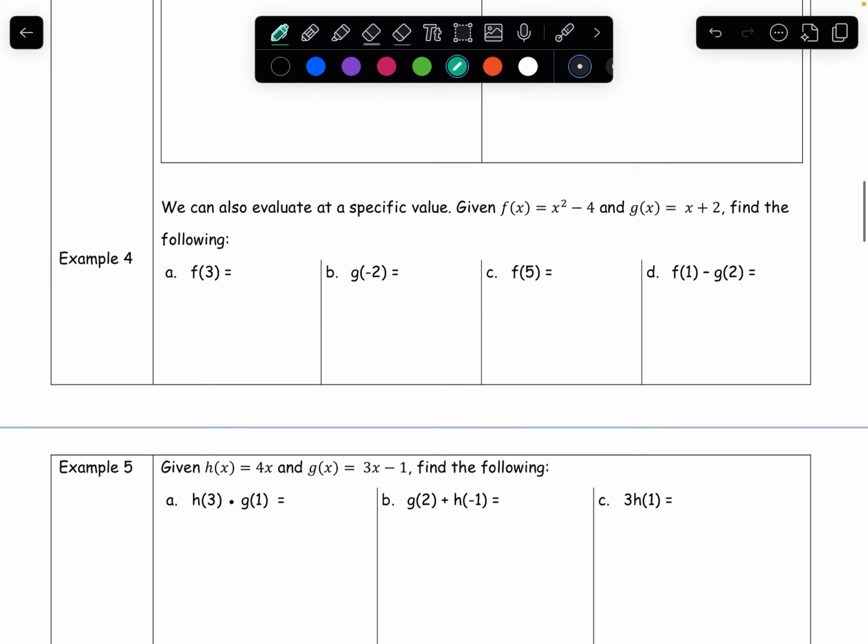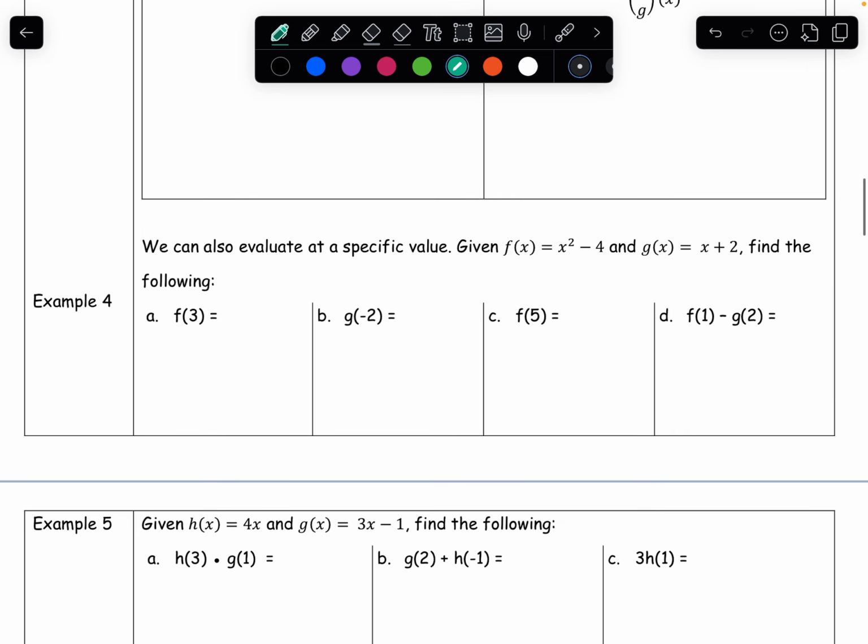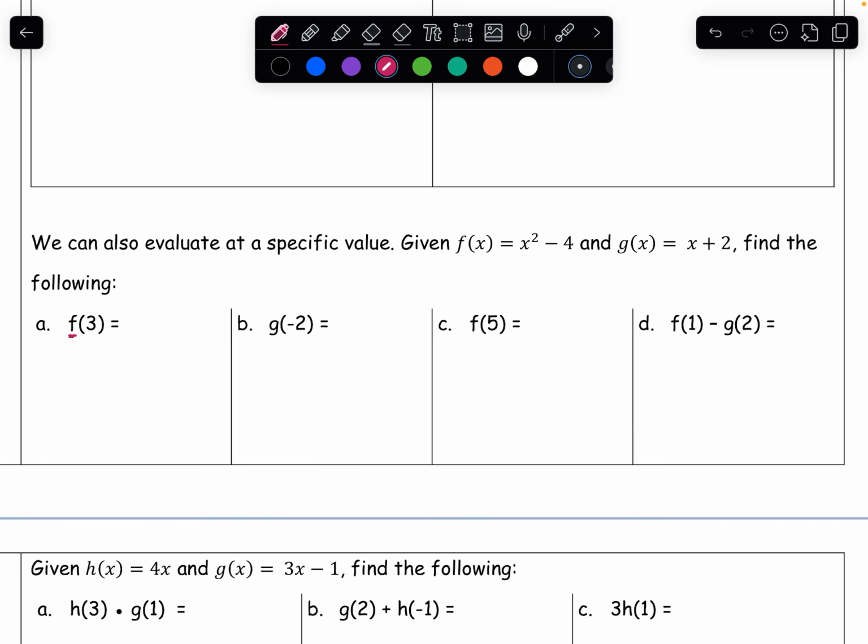Here we go. We can also evaluate at a specific value given f of x equals x squared minus 4 and g of x equals x plus 2. So we're going to find the following. The big thing here is you just need to be aware of which function it's giving. Remember, the letter in front is the name of the equation. So this is the f function. For a, we're working with the f function. And if you notice, x has been replaced with 3. So that's what we're going to do with our equation. We're going to replace x with 3.